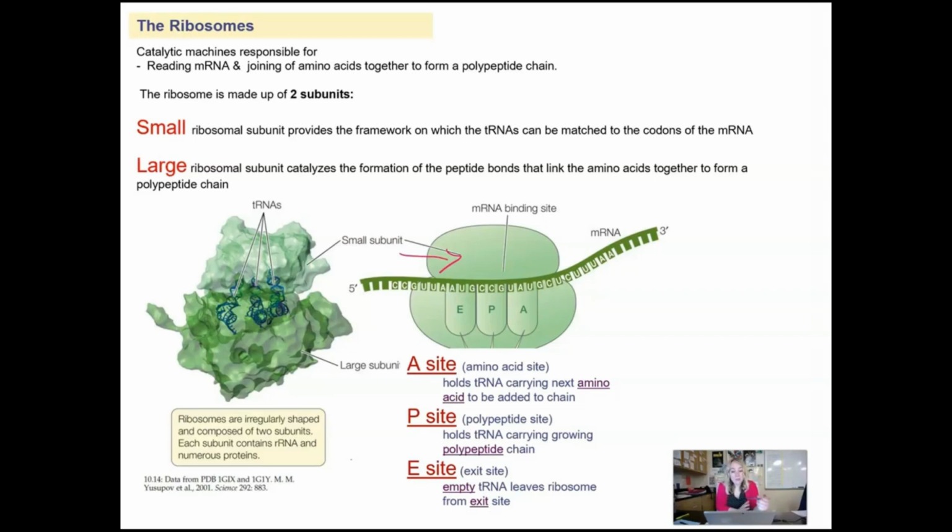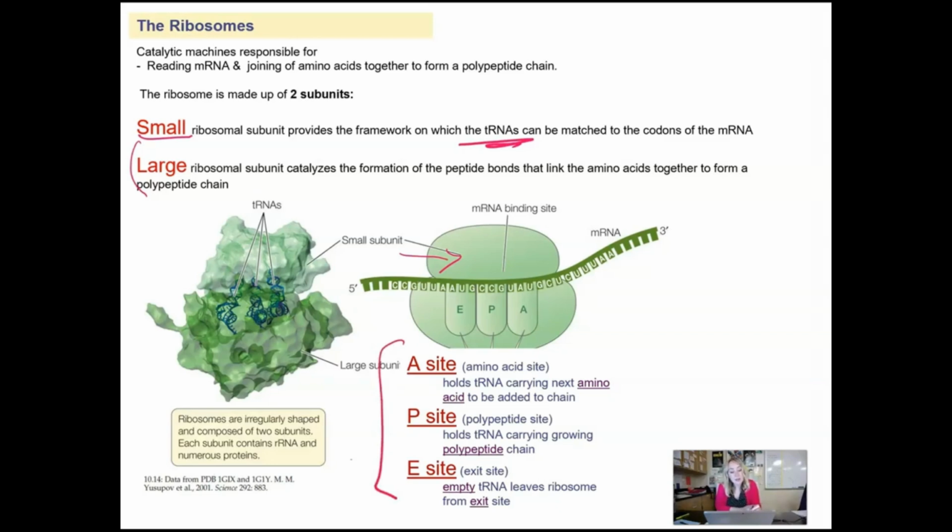So they come in pairs. We have two subunits: a small one and a large one. The small subunit is going to bind to mRNA and also provides the framework on which the tRNA can be matched to the codons. And then we have the large subunit, which has three important sites: the A site, P site, and E site.